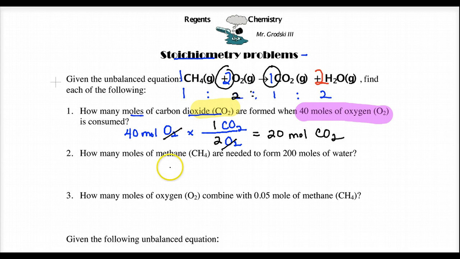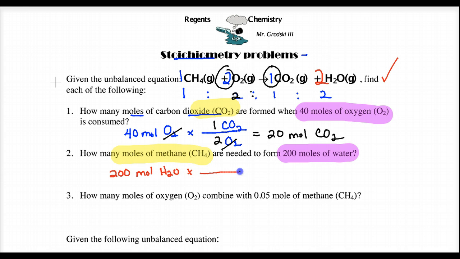Okay, let's go on to number 2. How many moles of methane? That's what they're asking about. How many moles of methane, that's what we're going to end up with, is from 200 moles of water. Okay, well, same thing. Start with the number they give you, 200 moles of water. Now, when you do these types of problems where you're using the balanced chemical equation, you should be writing not just the number and the unit, but what it represents. So 200 moles of water should be written there.